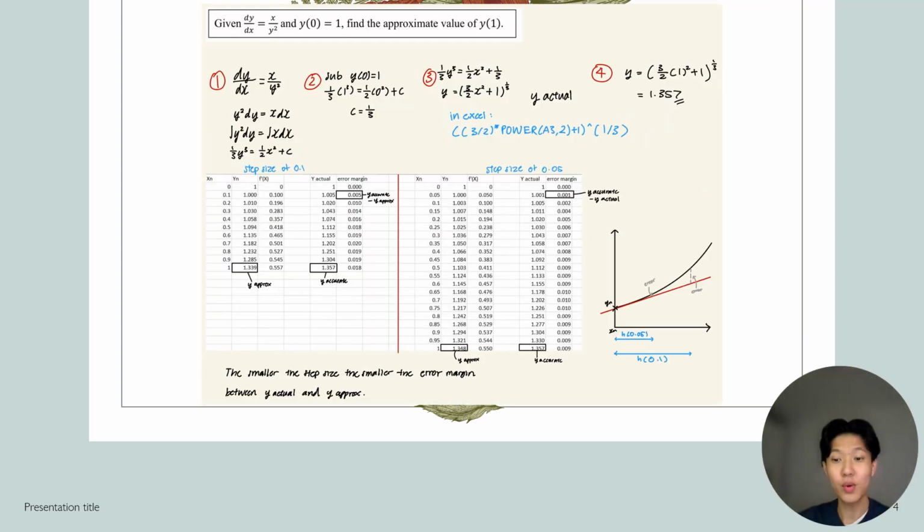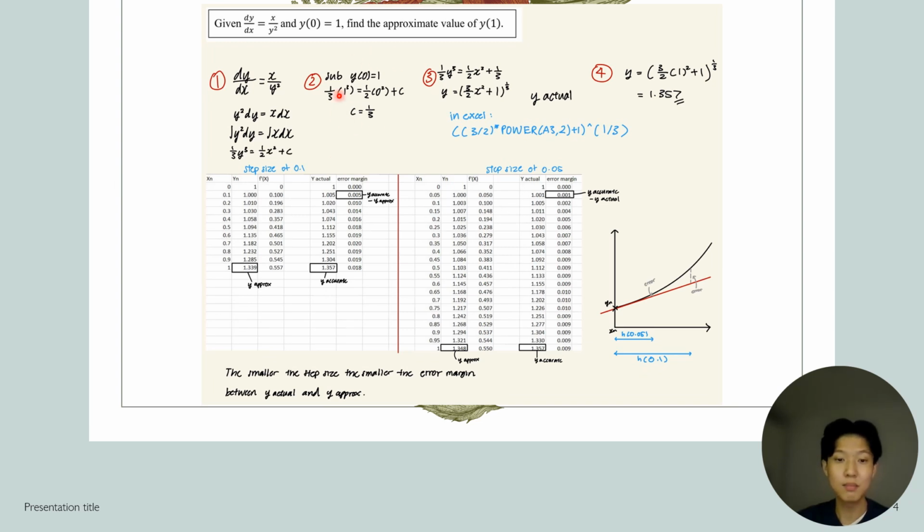So to find y actual, we first apply first order ODE to the equation given, dy/dx equals x over y squared. To do that, bring the x over to one side and the y to the other, and integrate both sides to get 1 over 3 y cubed equals half x squared plus c. Then, to find constant c, we sub in the equation y(0) equals 1. We should then get c equals 1 over 3.